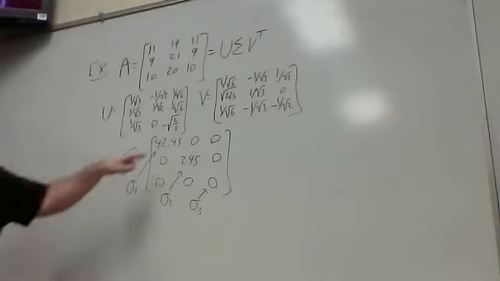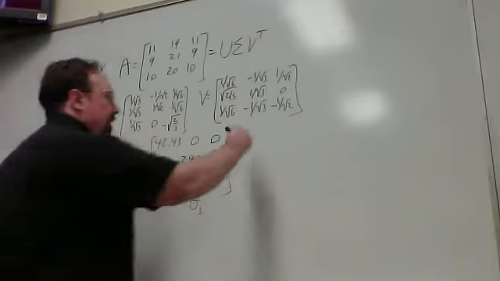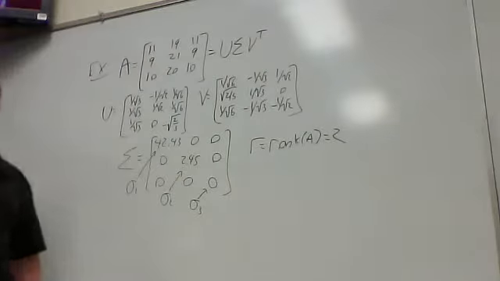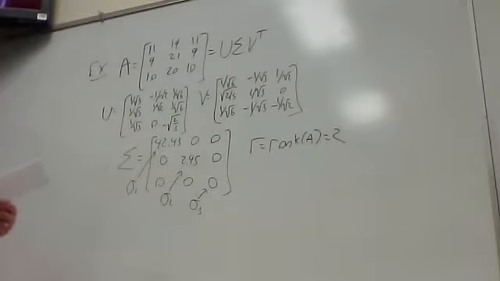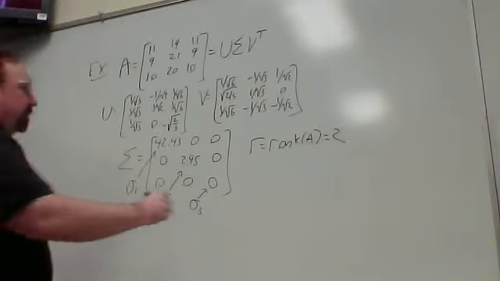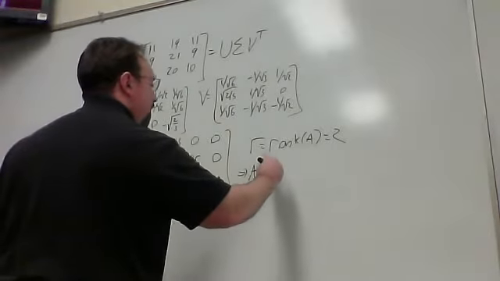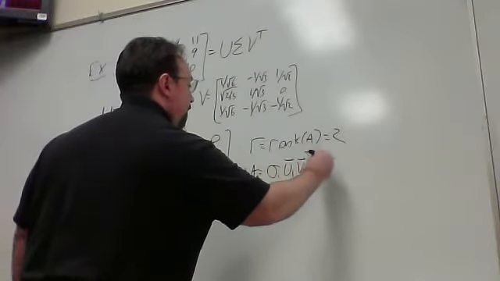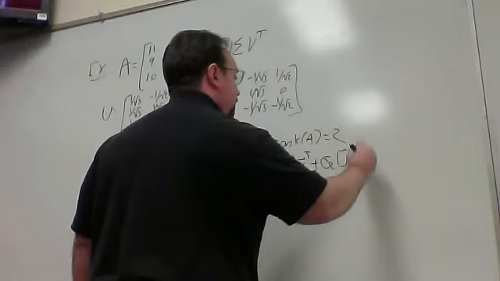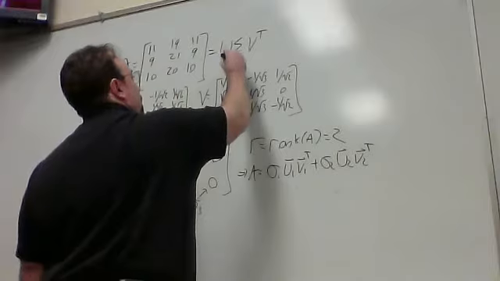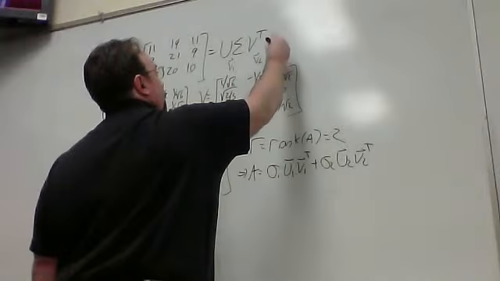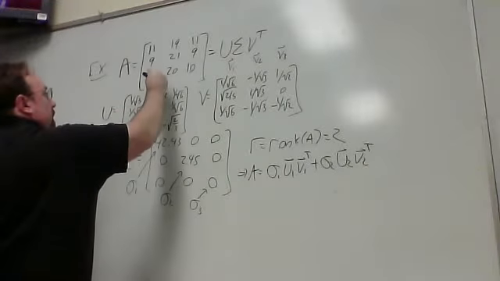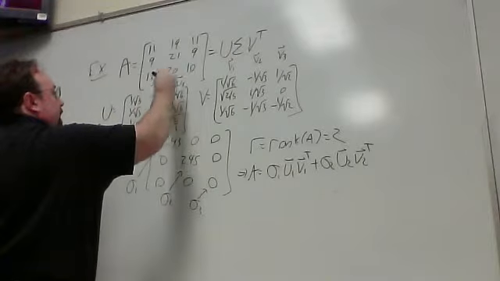Because we have two non-zero singular values, R, the rank of A, would just be 2. So what we could do is represent A as sigma 1 U1 V1 transpose plus sigma 2 U2 V2 transpose. So this is V1, V2, and V3 over here, and here we have U1, U2, and U3.